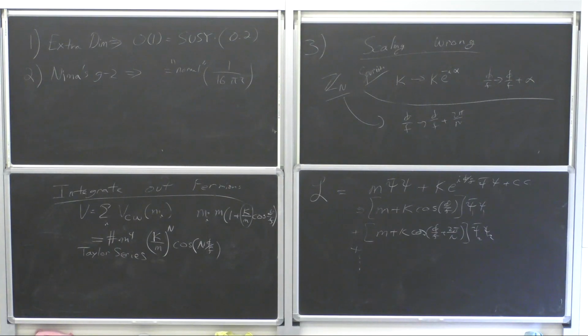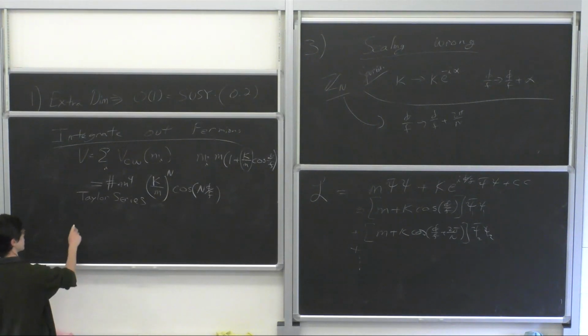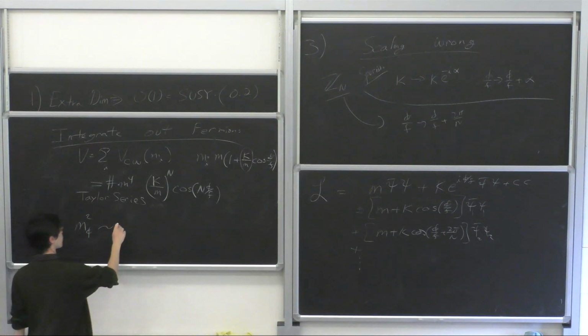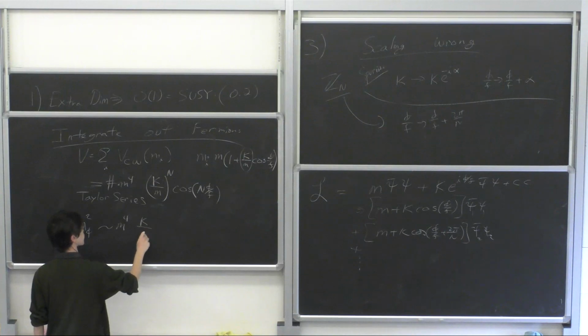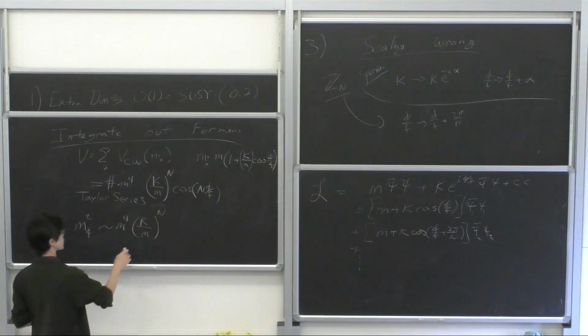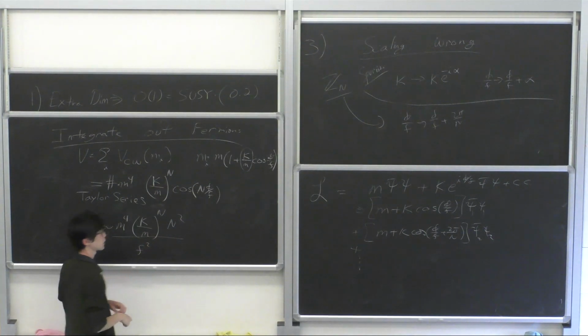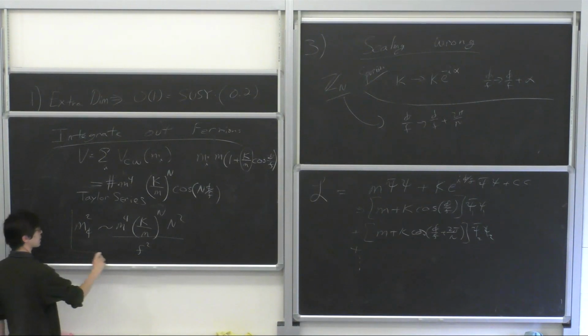So what do we have? We just talk about parametric scalings. Taylor series this guy, m phi squared is of order m to the fourth, kappa over m to the n, and then two derivatives gives an n squared over f squared. So this is the parametric scaling of the mass.